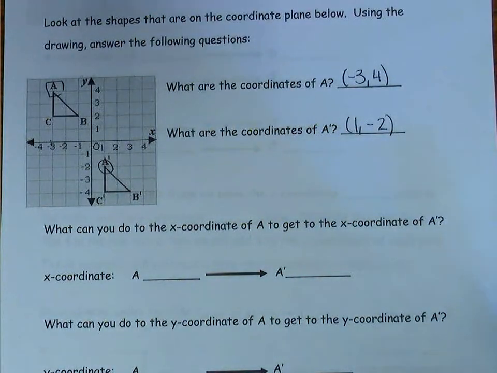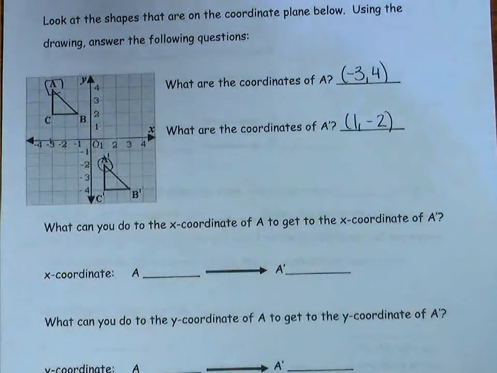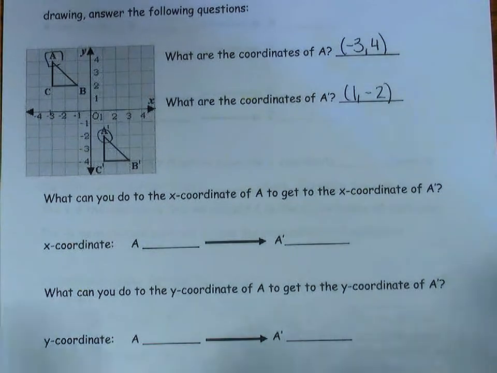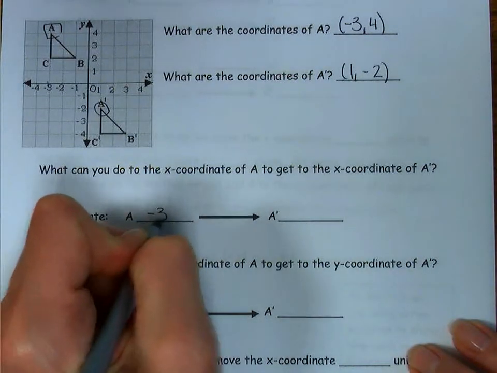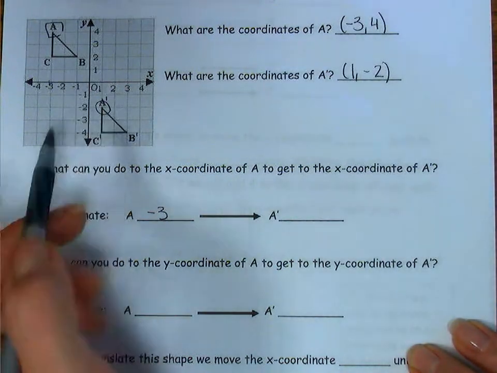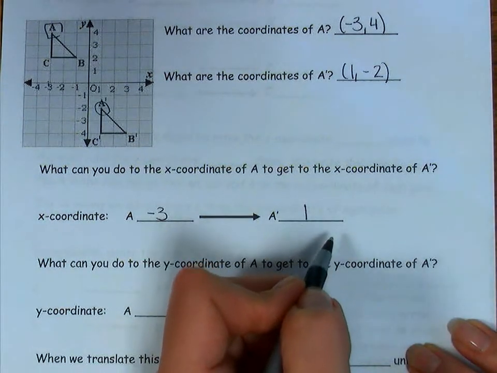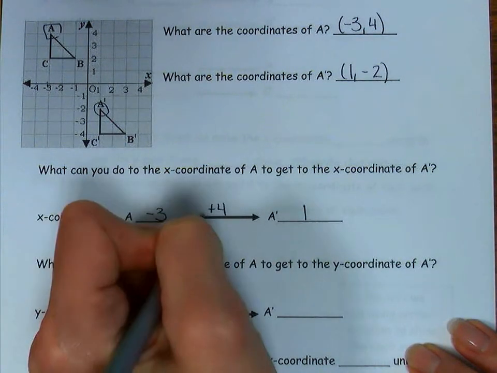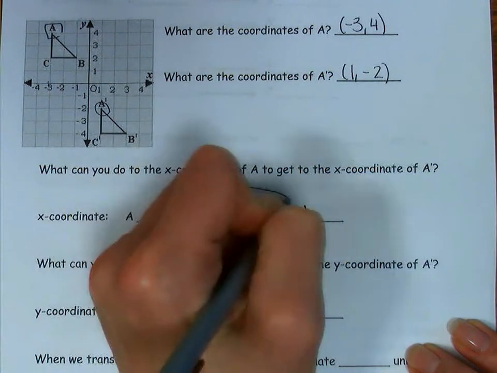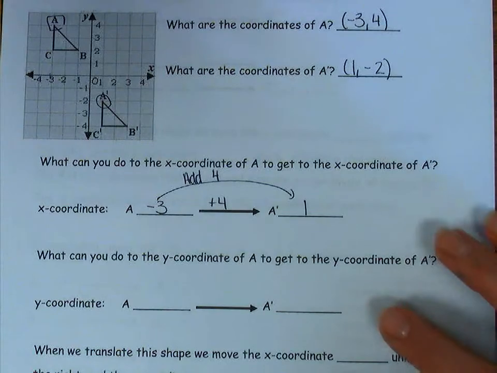So now I want to start to think about, okay, what did I do to triangle ABC to get to triangle A prime, B prime, and C prime? So what can I do to the X coordinate of A to get to the X coordinate of A prime? So A is -3. And I know that A prime, I end up at a +1. So what can I do to a -3 to get to a +1? Well, I can add 4. So if I add 4 to a -3, that's going to give me a +1. So I can say that I'm adding 4. So this is our X coordinate.